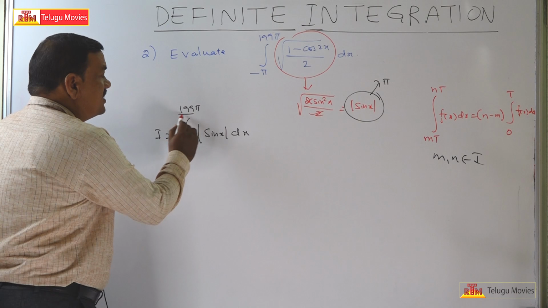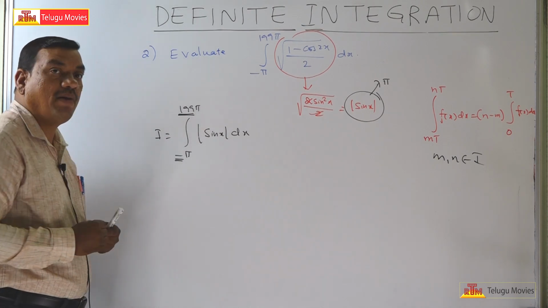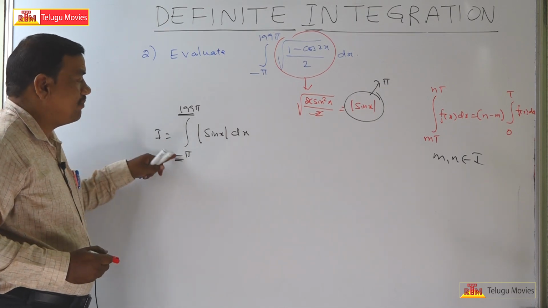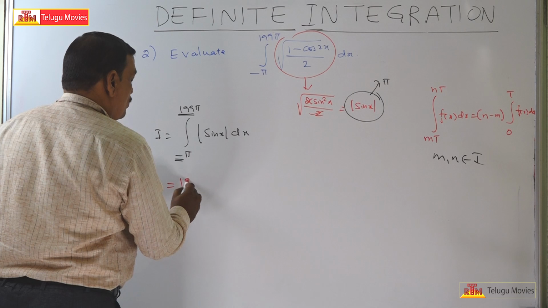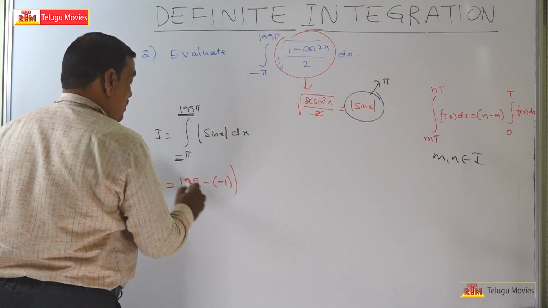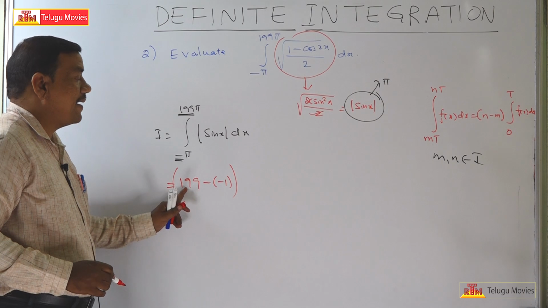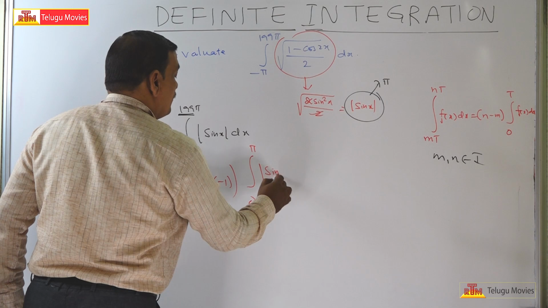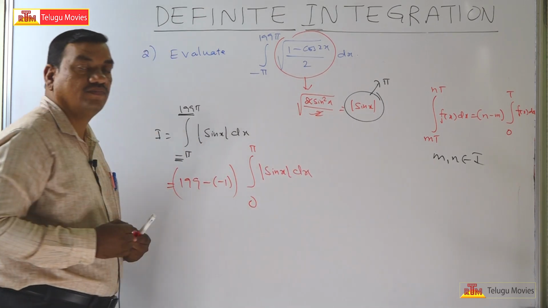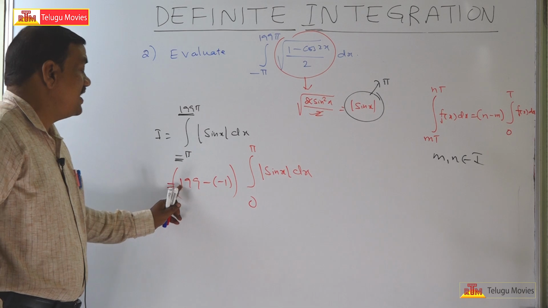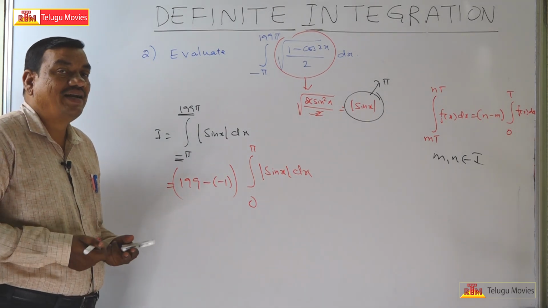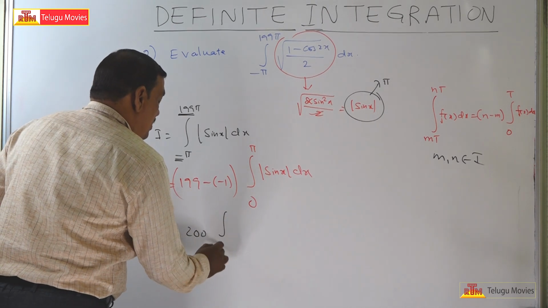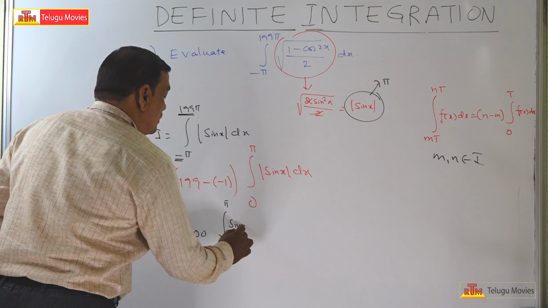Here what is the integer? 199. Here what is the integer? Minus 1. So can I apply that property? Yes, I can apply. So what is that? Upper minus lower. So this is equal to 199 minus of minus 1. This is equal to n minus m integral 0 to pi modulus of sin x dx. That's all. Understand this. So 199 minus of minus 1 plus 1, 199 plus 1, this is equal to 200. So integral 0 to pi sin x dx.